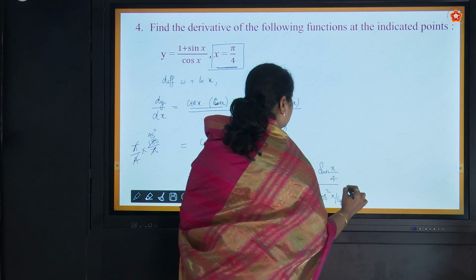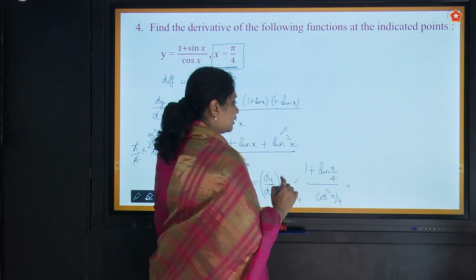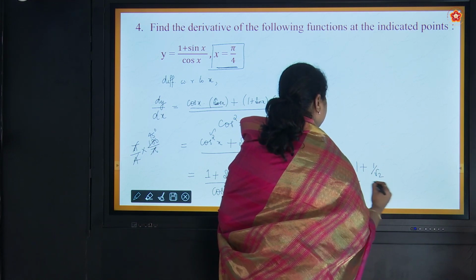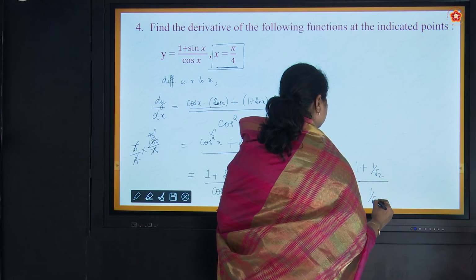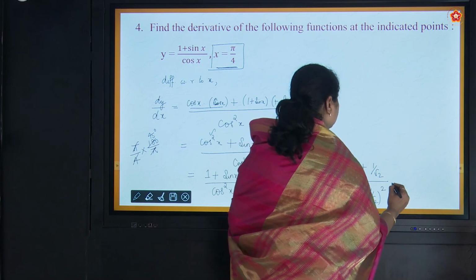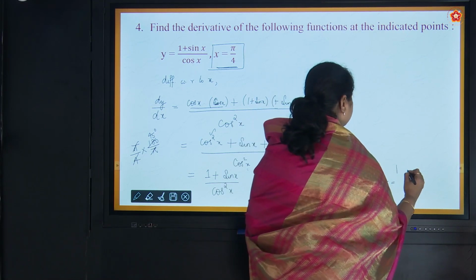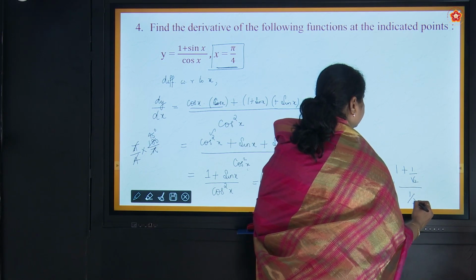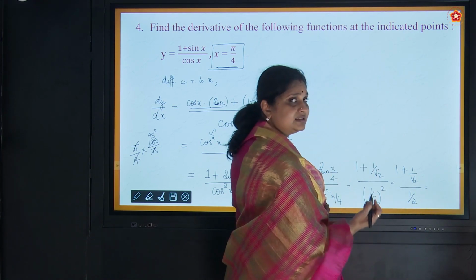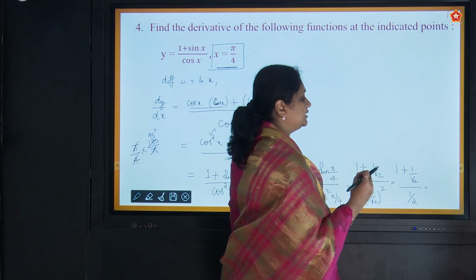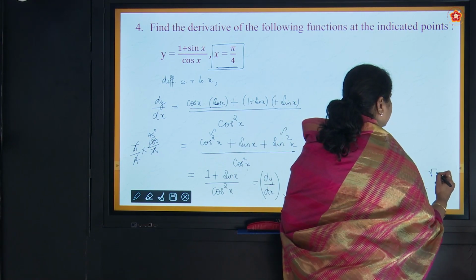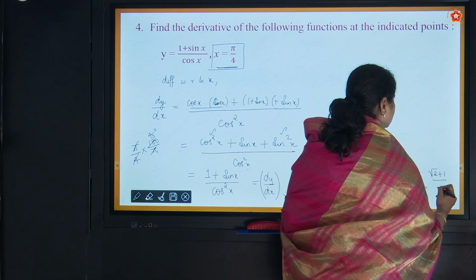As I told you, pi by 4 is 45. 1 plus sine 45 is 1 by root 2, by cos square 45 is 1 by root 2 the whole square. So this is 1 plus 1 by root 2 by 1 by 2. So how do we simplify this? These are very, very normal addition and subtraction. Take LCM. Root 2 will be the LCM. You have root 2 plus 1 by root 2.